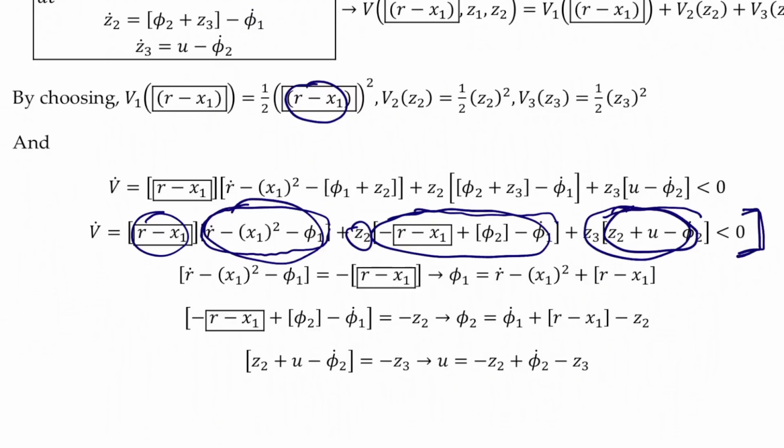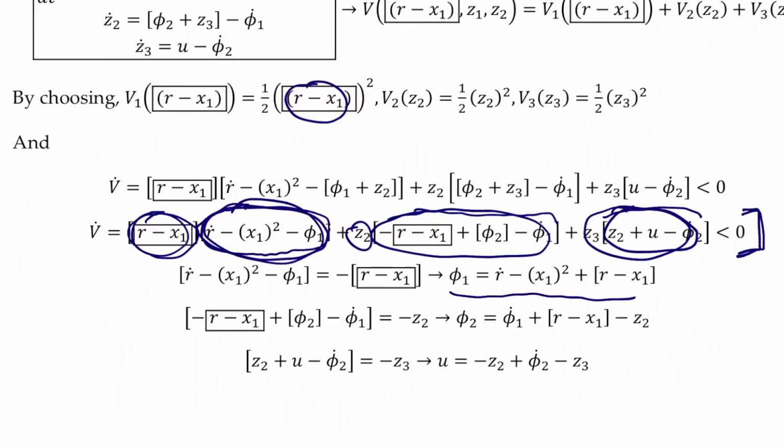Okay, so basically, to reiterate, we want this term to be minus E1. I'm referring to this expression as E1. And we can isolate phi1. So phi1 is again a function of x1, r, and r dot, which we expected, right?